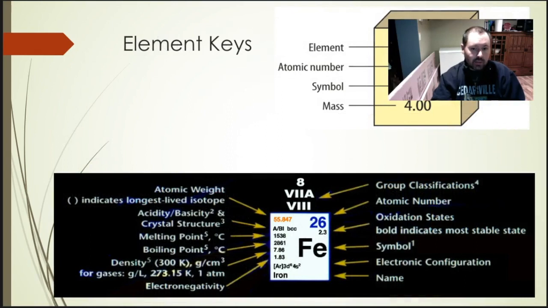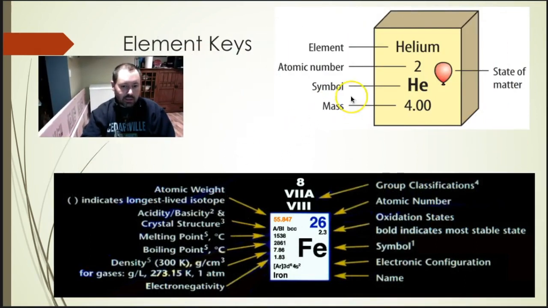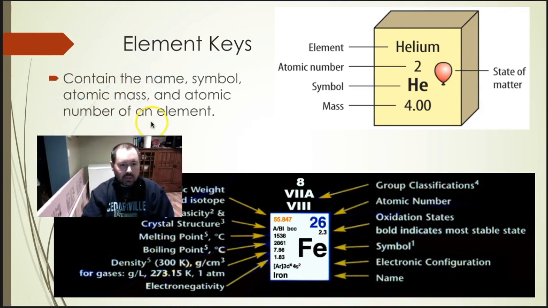Okay, so an element key is basically this. It's the entry on the periodic chart. It tells you everything you need to know about an element. It contains the element name, the symbol, the atomic number, and the mass of the element.